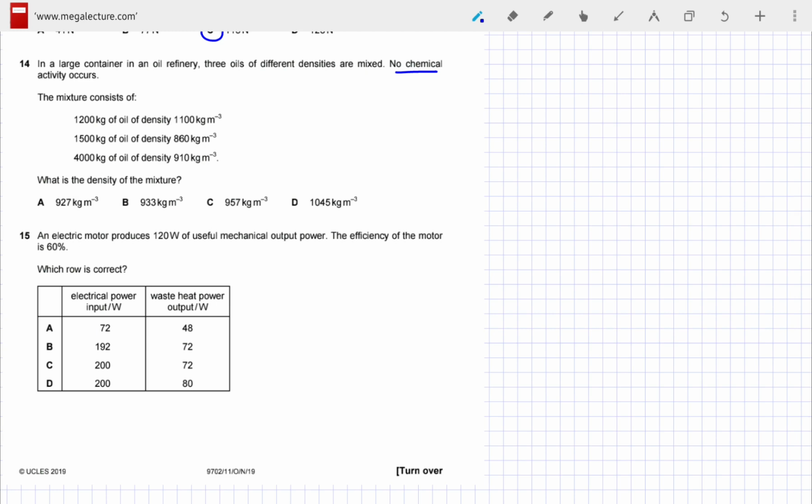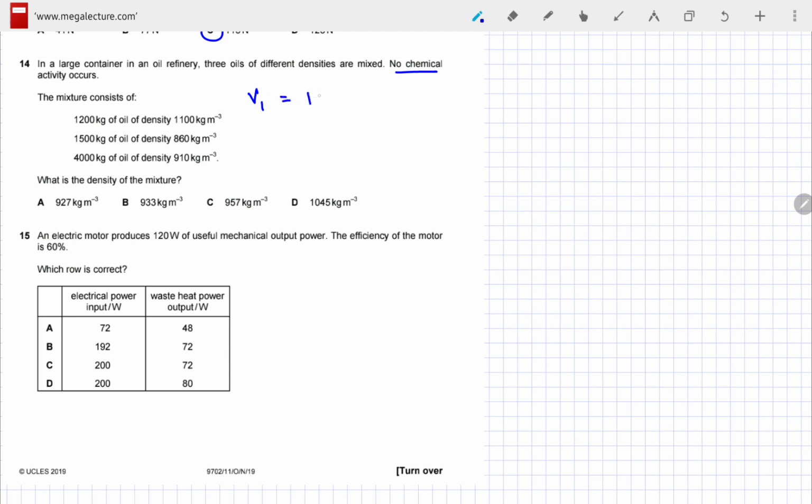So one way to solve this problem is to calculate the volume that is occupied by each of the three oils and then add them to get the total volume. Using the density we can find volume 1, volume 2 and volume 3, and then using the total mass and dividing it by the total volume we can find the total density. So let's use V1 for the first one.